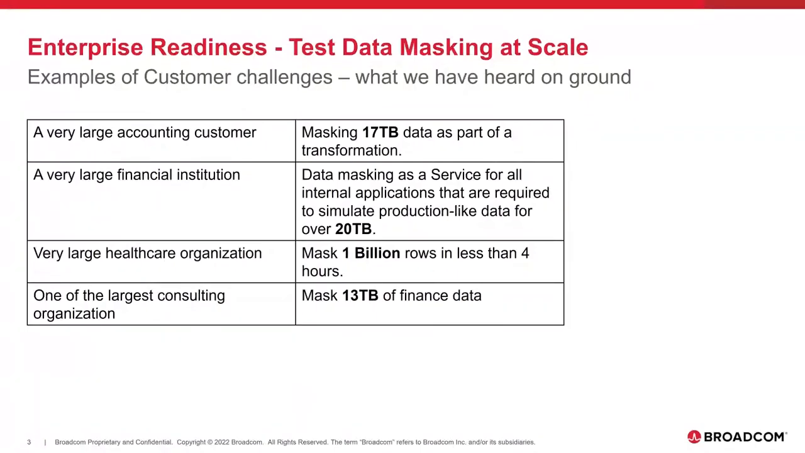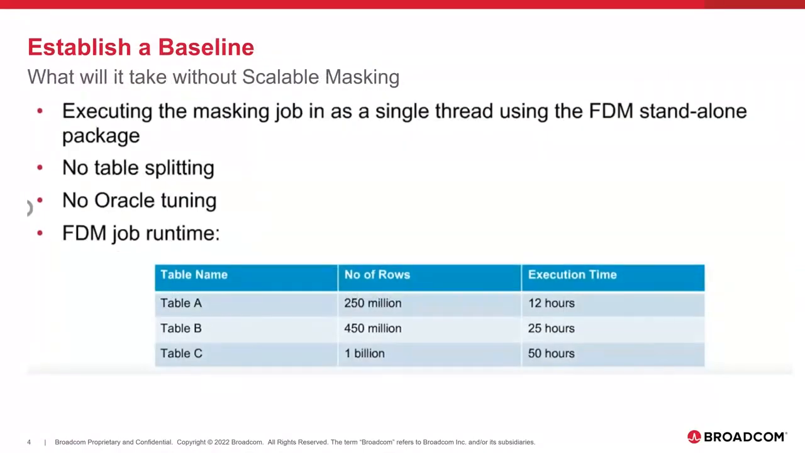To mask this volume of data the traditional way, without any multi-threading, without any database optimization, without any scaling, which is the topic for today, as an example, with a single thread of FTM, it took over 12 hours. For 50 million rows, 25 hours, and for 1 billion rows, it took over 50 hours. And of course, this is not a sustainable amount of time to support the needs that we see from the industry right now. What can we do about it?